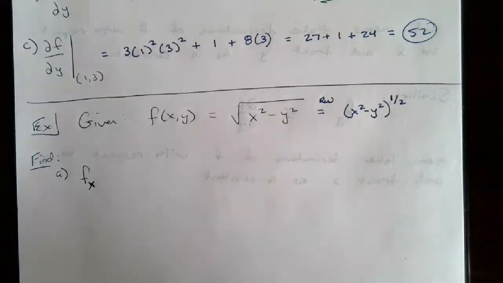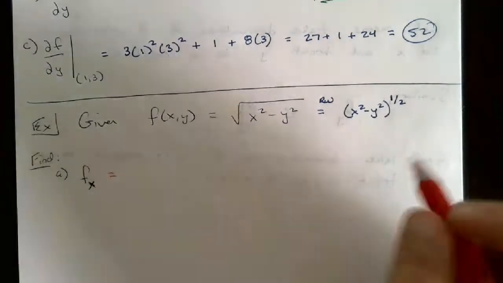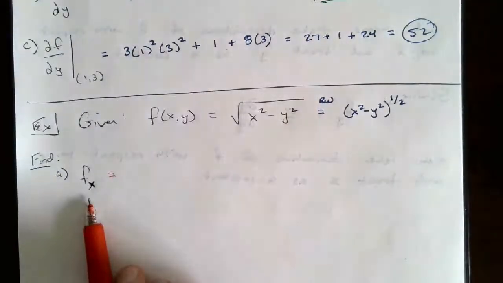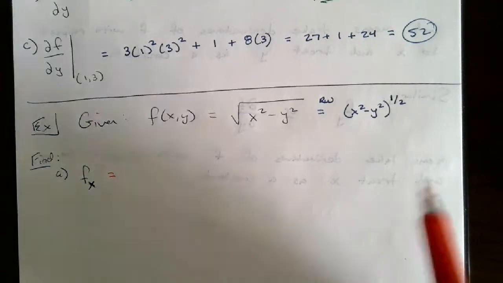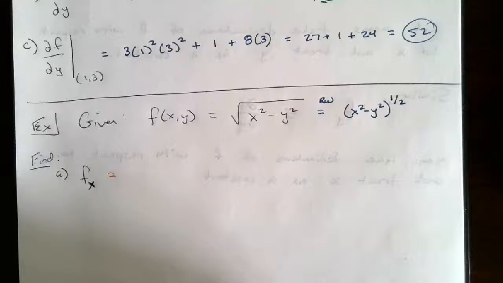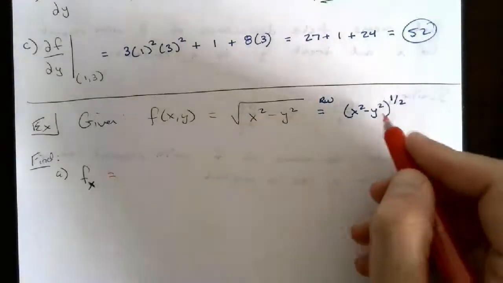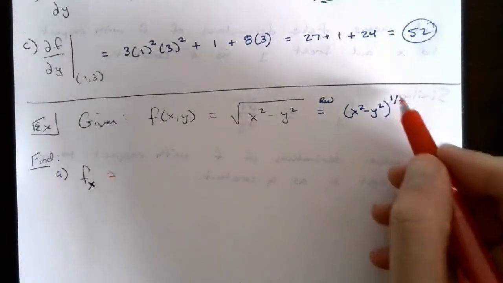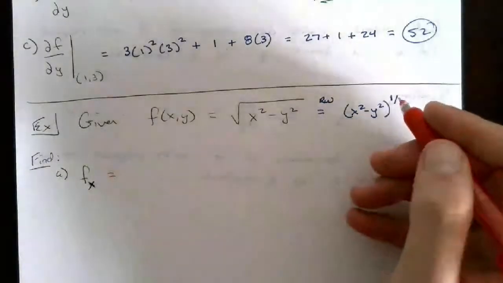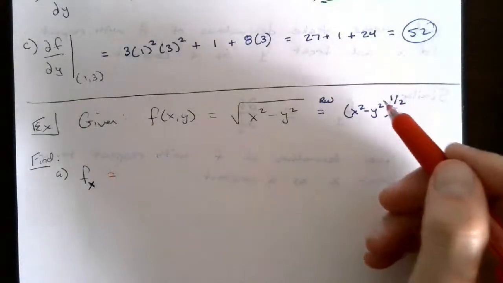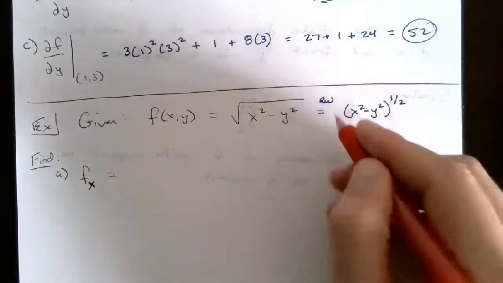Once I've done that, I'm ready to take this partial derivative with respect to x. So remember what that means. The x's are treated as variables, as functions, and the y's are going to be constants. So when I'm taking the derivative of this, I've got x squared minus y squared all to the 1/2. Well, what do you have to use? Well, this is a function inside of a function. You have to use the chain rule. So how do you take the derivative here? You bring the 1/2 down in front.